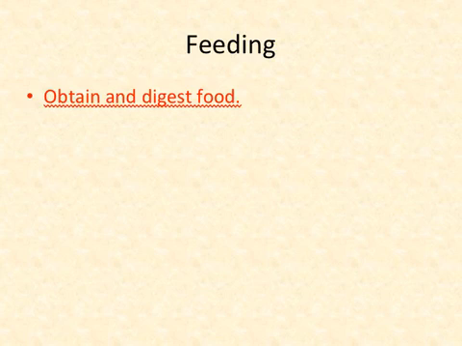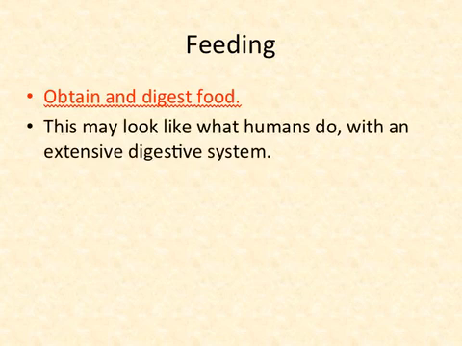And the first one is feeding. At its simplest, feeding means obtain and digest food. So all animals need a way to obtain and digest food. This may look like what humans do with an extensive digestive system. We obtain food. We go to the store, but back in hundreds of thousands of years ago, we hunted it or we gathered it.